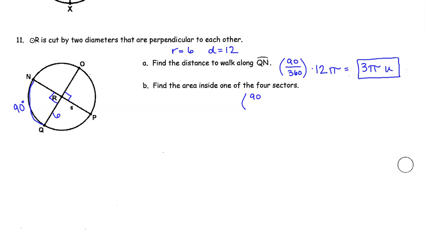And last but not least, now we want the area of one of those sectors. So 90 over 360 times our radius squared times pi. So work that out and you get 9 pi units squared.